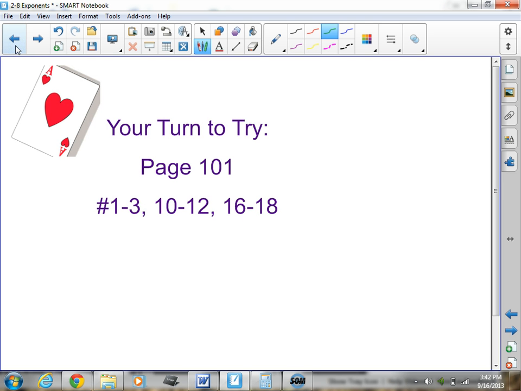Okay, now it's your turn to try it. On page 101, your job is to complete numbers 1 through 3, 10 through 12, and 16 through 18. And I know that you guys are all going to ace it.